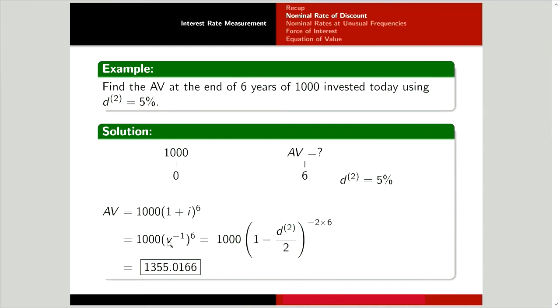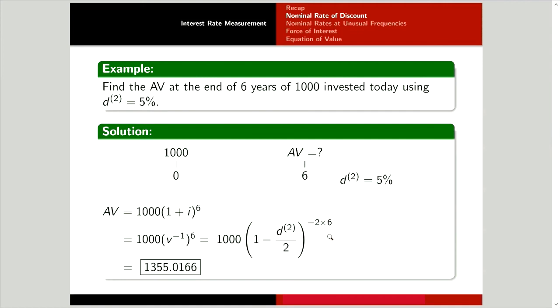So, we know that v, so we ignore muna the negative 1 here. v is equal to 1 minus d. And then 1 minus d is equal to (1 minus d upper p over p) raised to p. So, that's why we have this one. Okay? Your v is equal to (1 minus d upper p or d upper 2 over 2) raised to 2. And then I just copied the negative 1 here. Negative 1, I multiplied negative 1 to 2. Okay? And then, of course, I copied 6 here. Okay? Well, kung sanay naman na kayo, pwede nang diretso. Like, 1,000 times (1 minus d upper 2 over 2) raised to negative 12. Okay?